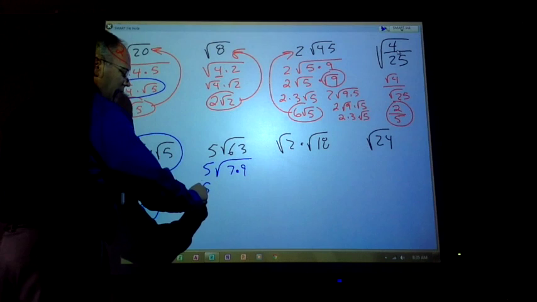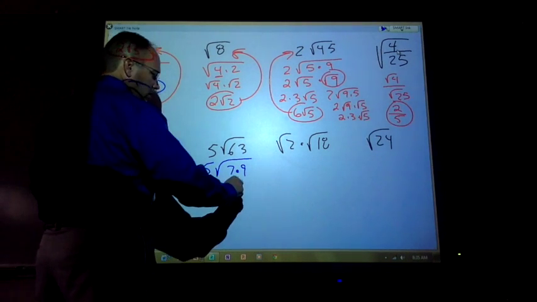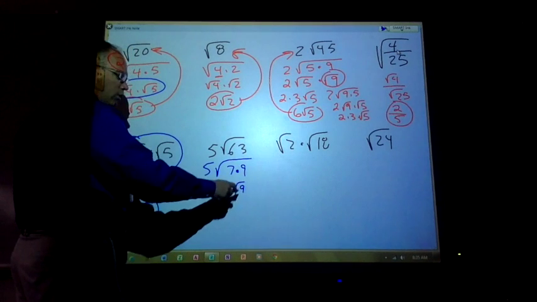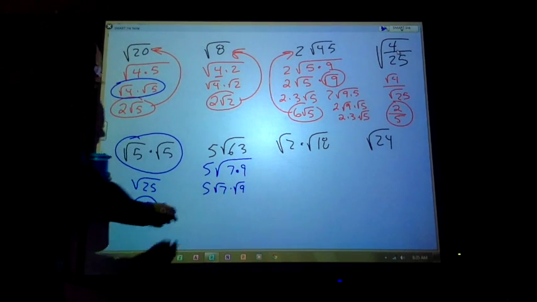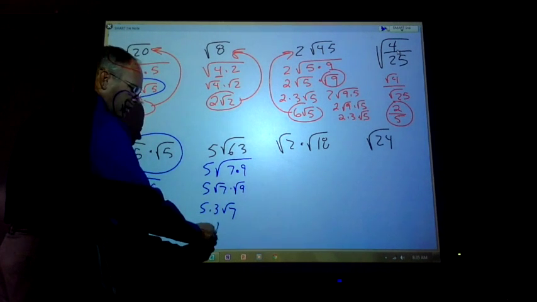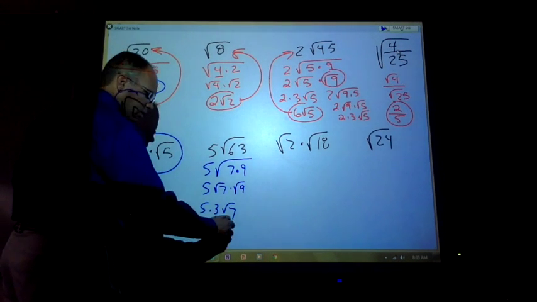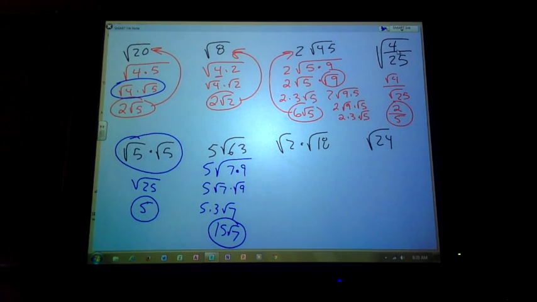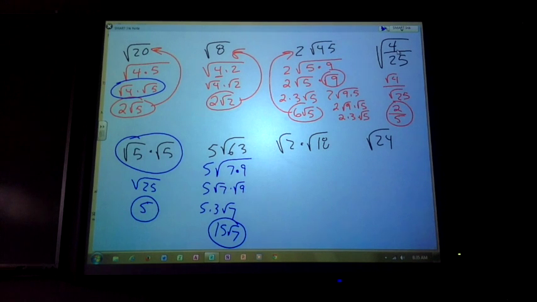Okay? Which means that's the same thing as this. And remember, I could have had those flip-flop. Same thing, right? What's the square root of 9? 3. So this is going to be 5 times 3 times square root of 7. So 5 times 3 is 15 root 7. I like it. Okay, so 15 square root 7 is the same thing as 5 square root 63. Where do you want to approach this next one? Mac, what do you think?